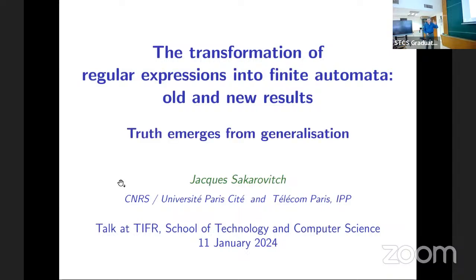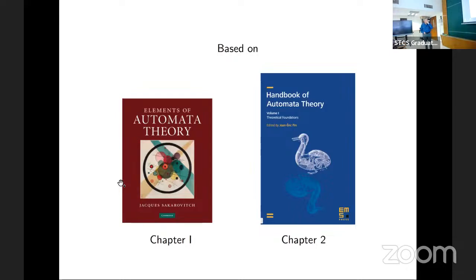There is a general message in all these things: for results that have been stated for very simple objects, when you try to generalize, you understand that things are maybe less obvious, or more complicated, or have more aspects. And I like to say that truth really emerges from these attempts to generalize these results.